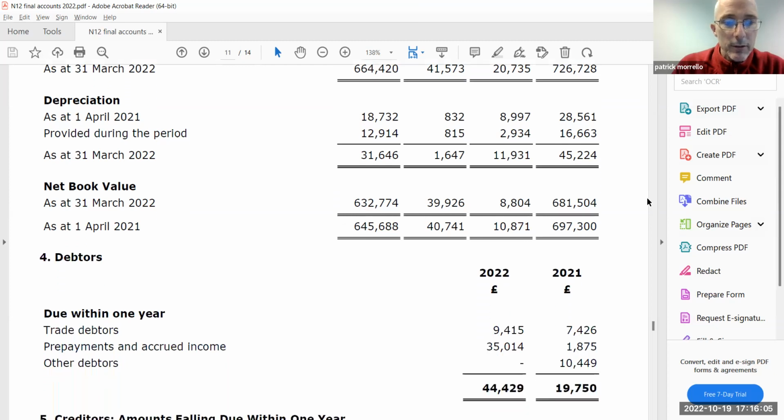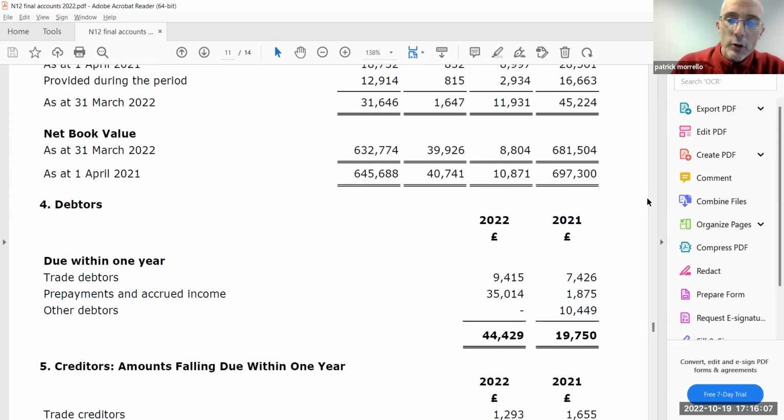Then debtors: you've got trade debtors, which is money where sales or rent have been invoiced and it's owed to Nudge. And prepayments is where Nudge incurred some costs which are grant funded, but the funding is paid in arrears. So effectively that funding is owed to Nudge. That's mainly what the 35,000 is.